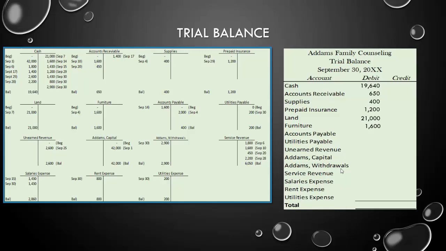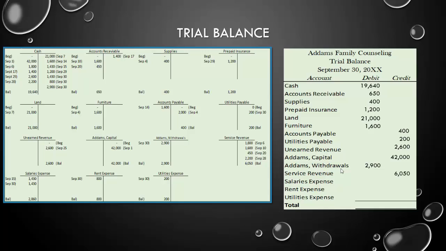Next, we go to our liabilities, and accounts payable had a balance of $400. Utilities payable had a balance of $200, and it's a credit because it's a liability. And unearned revenue had a balance of $2,600. On to our only equity account, which is Adams Capital, which has a credit balance of $42,000. And then on to our only withdrawal account, Adams Withdrawals, which had a balance of $2,900. Our only revenue account was service revenue, and it ended up having a balance of $6,050.